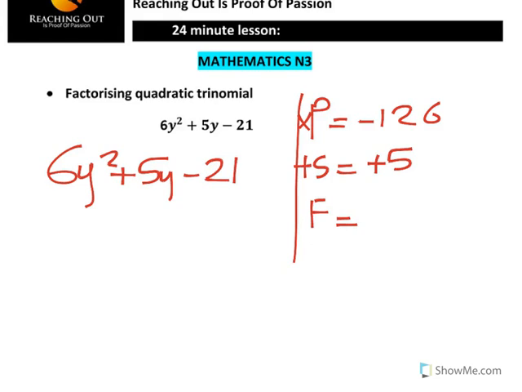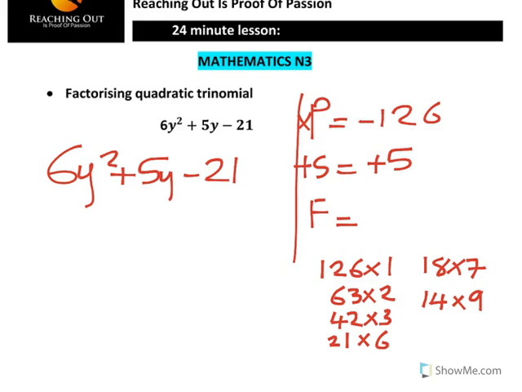Now, let me look at these factors. I've just gone through these factors with my calculator. If I divide by 1, by 2, by 3, by 6, I find these factors. Now, to get a 5, this and this won't give me a 5. 21, 6, they can't give me a 5. 18, 7, whether I subtract them, they can't give me a 5. But 14 and 9 are interesting because if I say 14 minus 9, I get a 5.